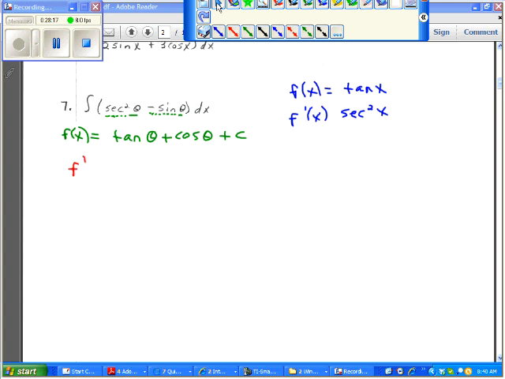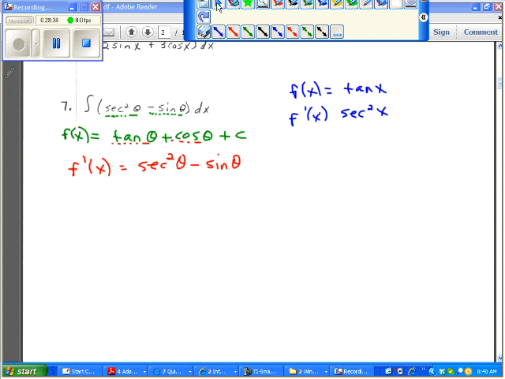To verify, we have f prime of x. The derivative of tangent is secant squared. The derivative of cosine is negative sine. And so we went back to our original function. Okay?